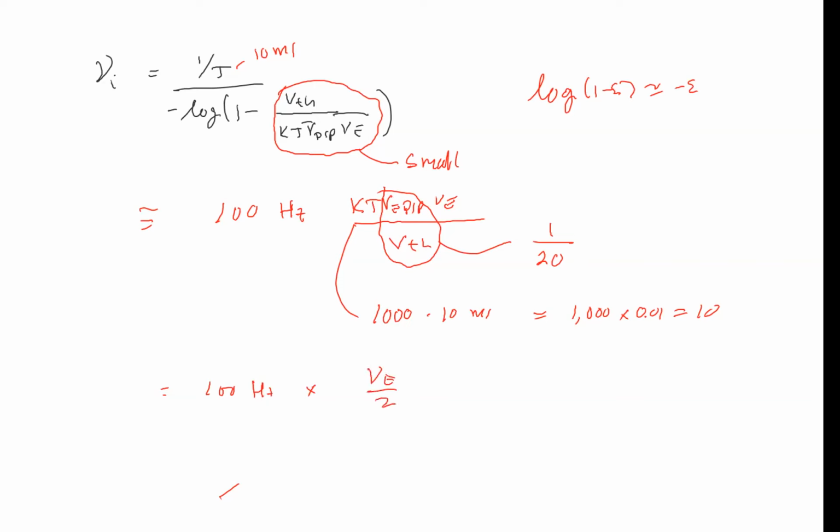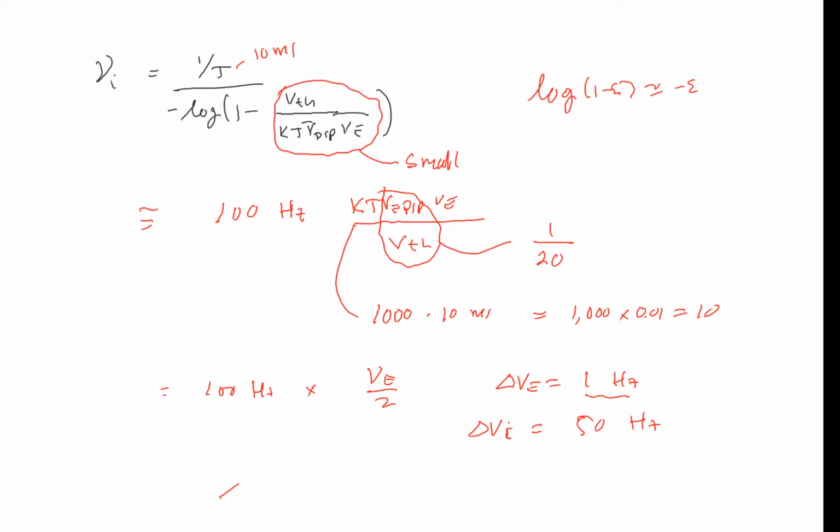Okay, so this is very approximate, but this says that when nu_E changes by, so delta nu_E equals 1 hertz, then delta nu_I equals 50 hertz. So it's very approximate, but the point is that a small change in average firing rate leads to a big change in the postsynaptic firing rate.